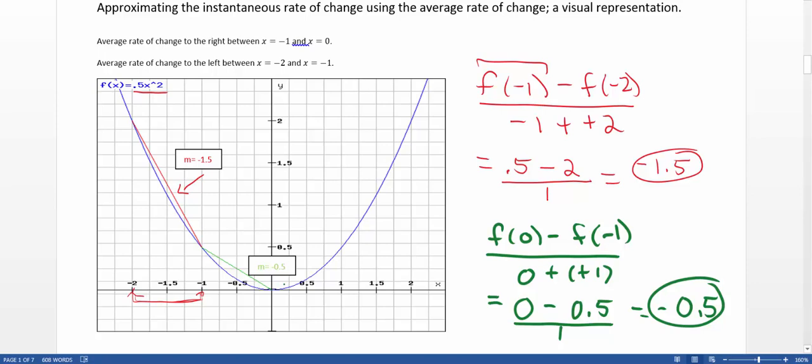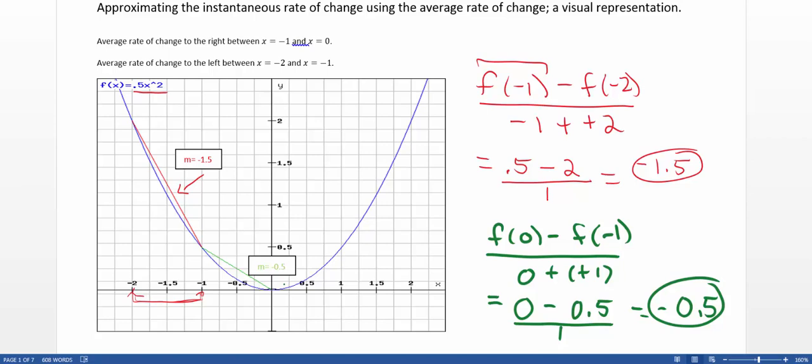So what does that tell me about how much the function is changing at -1? What that tells me is that my instantaneous rate of change, which is what I'm looking for here, has to be between -1.5 and -0.5. This is going to give me bounds as to where my instantaneous rate of change needs to be. So we can see that there's about a 1 unit difference between -1.5 and -0.5.